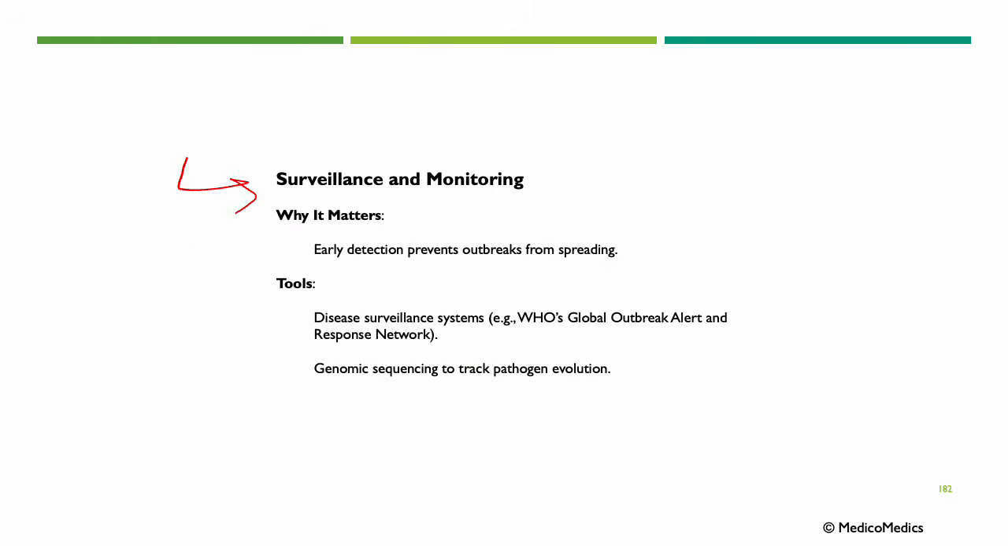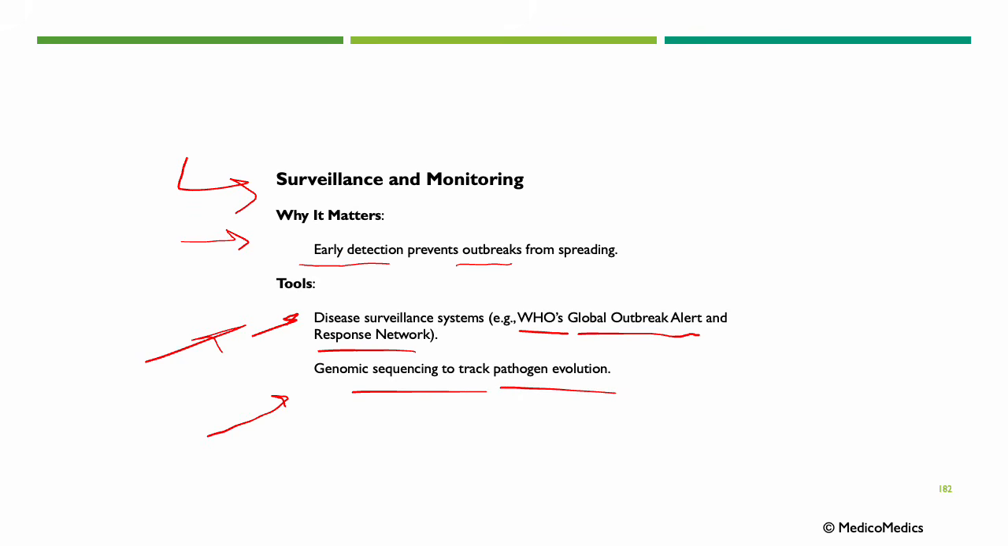Surveillance and monitoring, why does it matter? Well, early detection prevents outbreaks from spreading. We hope, anyway. Tools: we have disease surveillance systems like the World Health Organization's Global Outbreak Alert and Response Network, and genomic sequencing to track pathogen evolution. So surveillance is like keeping a watchful eye on diseases. The earlier we spot them, the faster we can contain them.